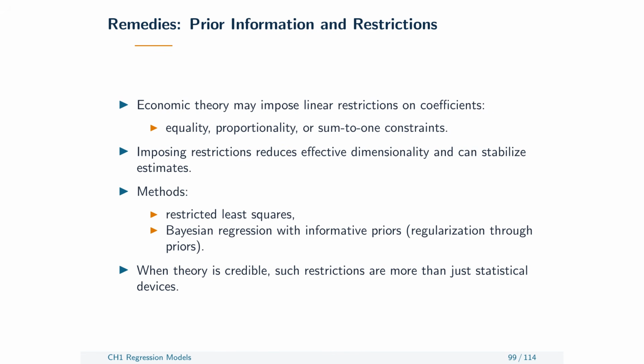Credible theory can supply coefficient restrictions or informative priors. Restricted least squares and Bayesian methods reduce effective dimensionality, but their apparent precision depends on the validity of the restrictions. A convenient restriction imposed only to obtain significance can conceal rather than solve an identification problem.